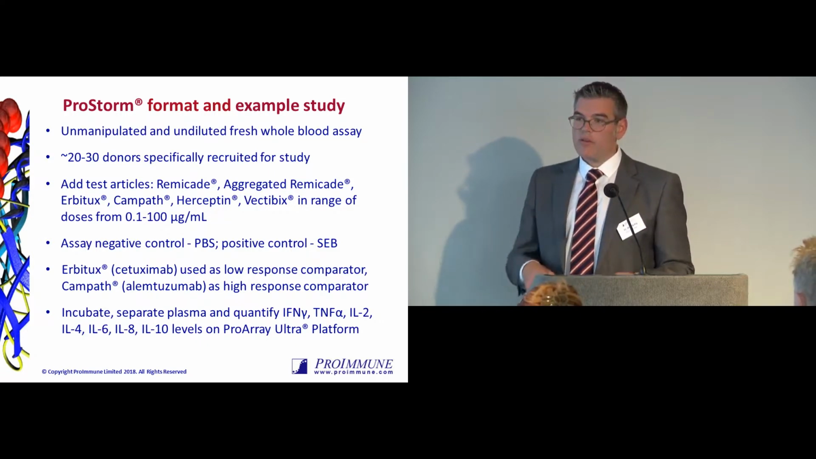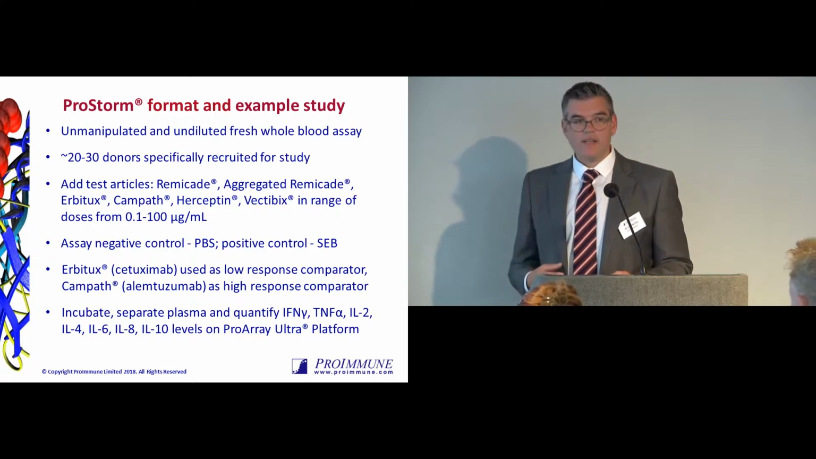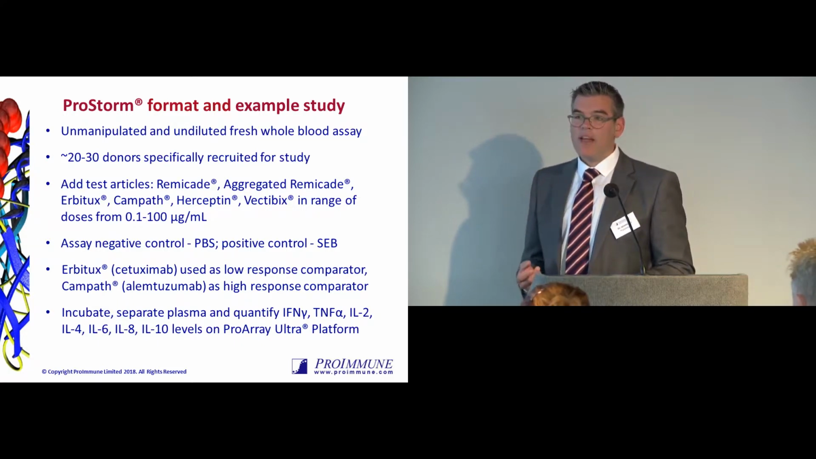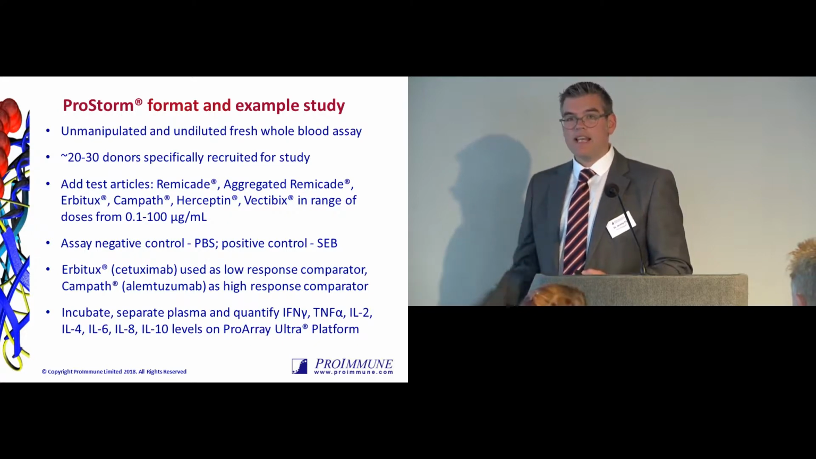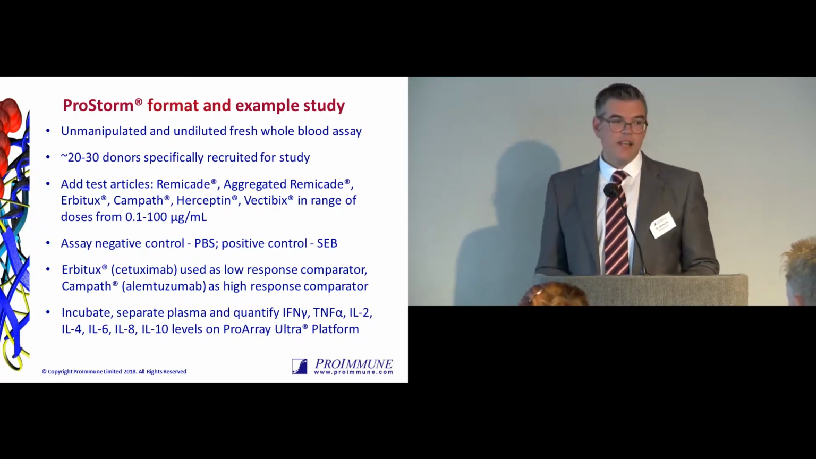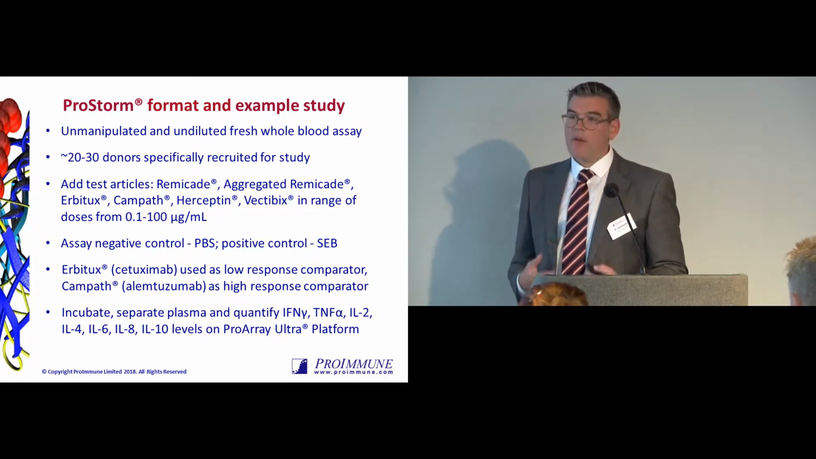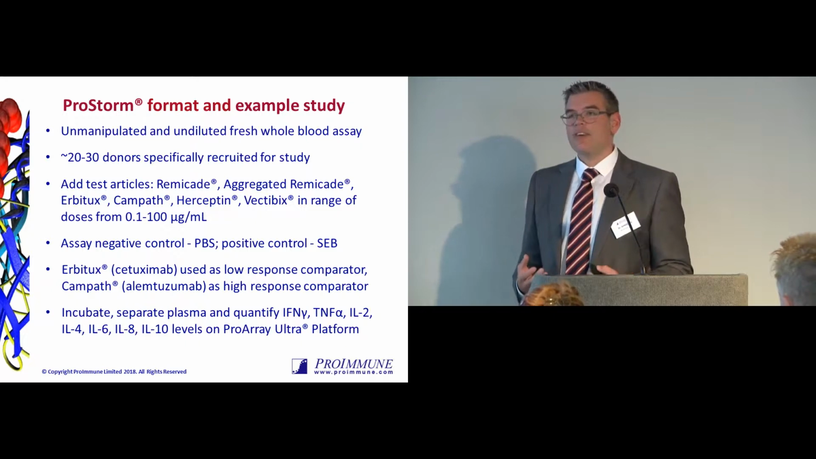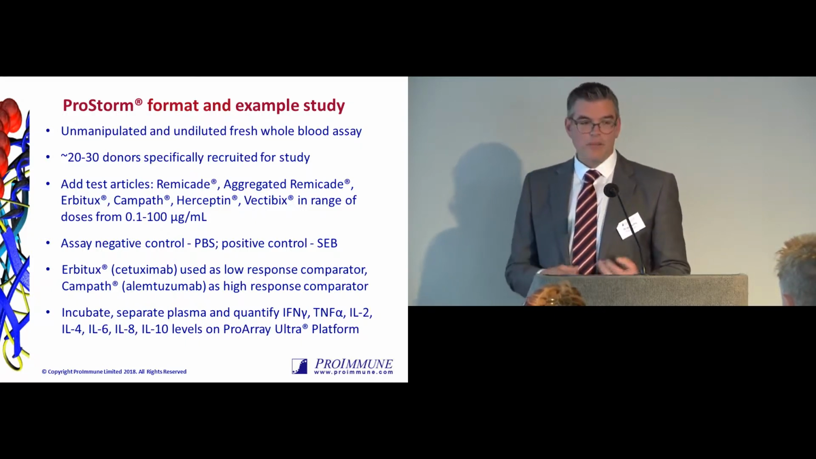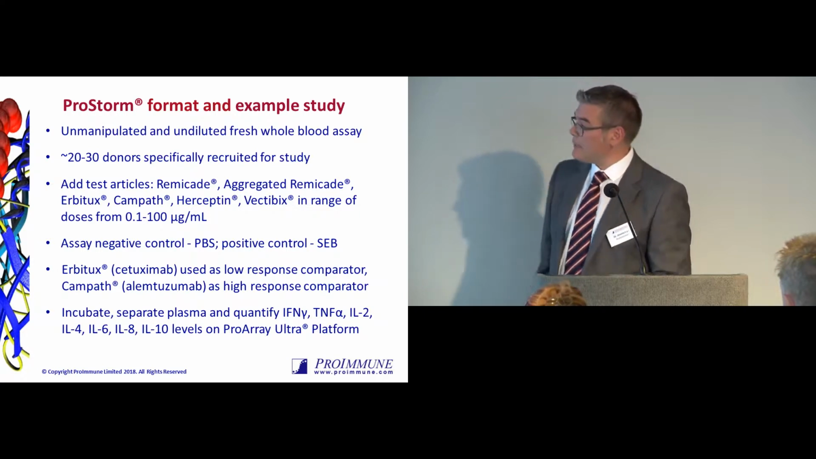And we can do the recruitment of our donors. The consent is obviously taken. We're drawing up to 50 mils of blood for each donor. And then within a couple of hours, that blood is taken straight up into the lab, incubated with the test articles at a range of conditions in an overnight assay. And then we measure the production of those cytokines. So it's really as close as you can get to a clinical trial without actually having to do anything in vivo. So the blood is just drawn, and then we do the assay.